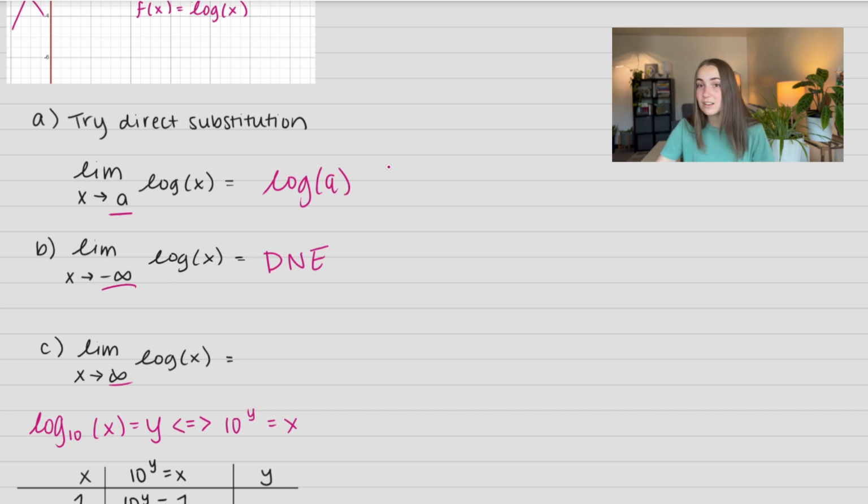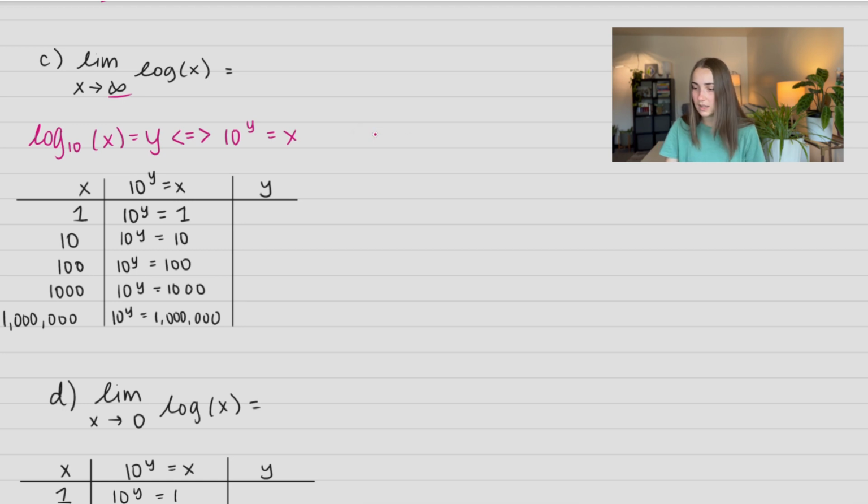I want us to look at the table method to really see what's happening here. A little reminder right here: log base 10 of x equals y can be rewritten as 10 to the power of y equals x. And I'm actually going to use this in the table. I already have these written out here. I have my x values, and I have it rewritten in exponential form. And we need to figure out what value of y makes these statements true.